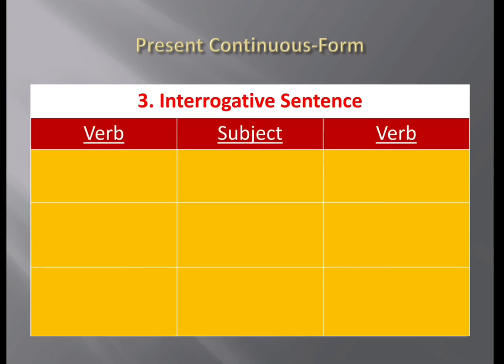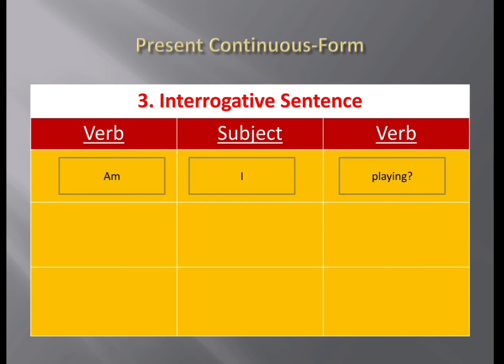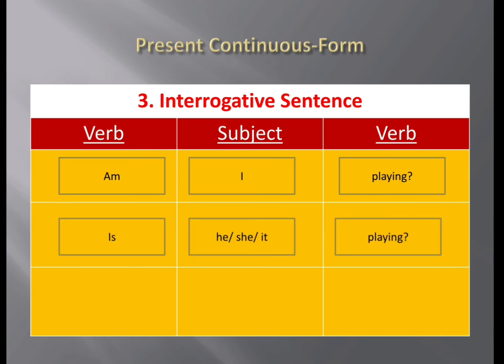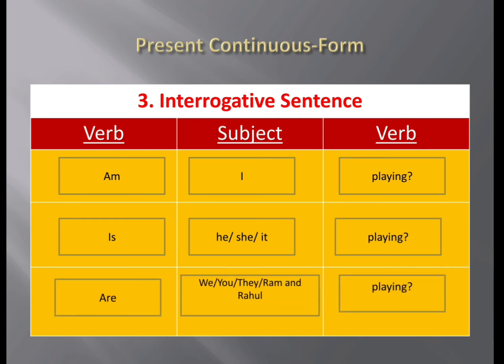Now, in case of an interrogative sentence, we will place the verbs at the first and last of the sentence. An interrogative sentence ends with a question mark. So let's have a look at the examples. The first example is, am I playing? Here, the verbs are placed at the first and the last. The second one is, is he playing, or is she playing, or is it playing? For the plural forms, are we playing, are you playing, are they playing, are Ram and Rahul playing? So this is an interrogative sentence that ends with a question mark.